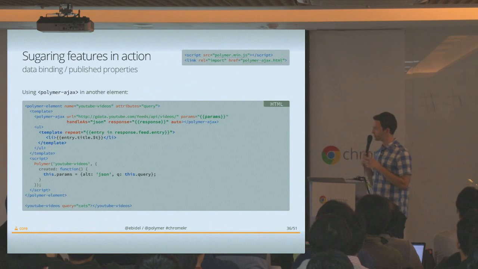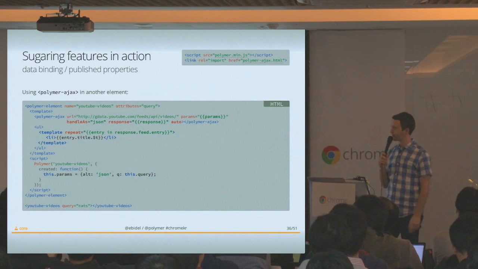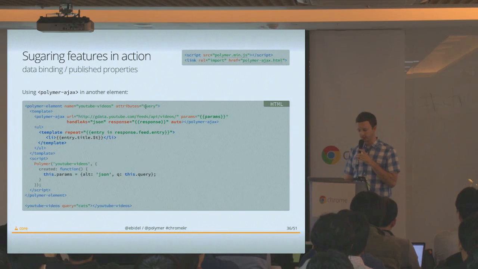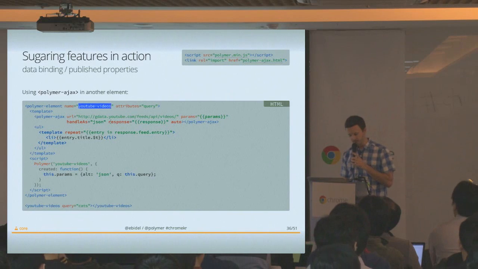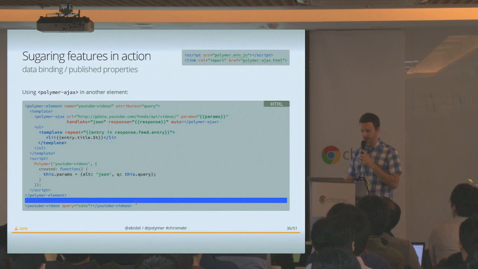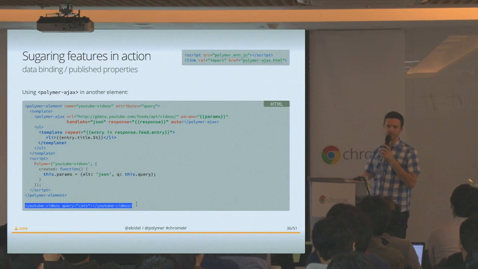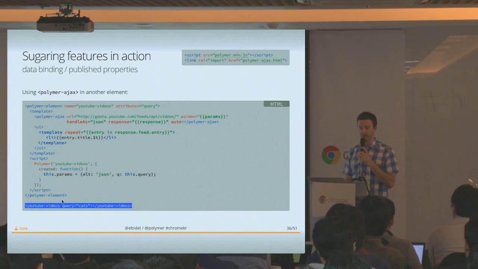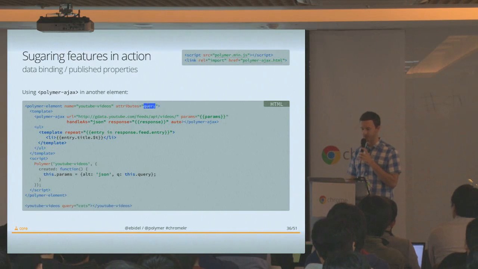So a real-world example of this, using some of the sugaring APIs, is to reuse the Polymer Ajax element inside of another element. So maybe you're creating this new element. It's called YouTube videos, right? And then people can declare it on their page at the bottom here and query for cat videos or Chrome videos or whatever they want. And they can customize it just by this query parameter. So we publish that query string, that query property.